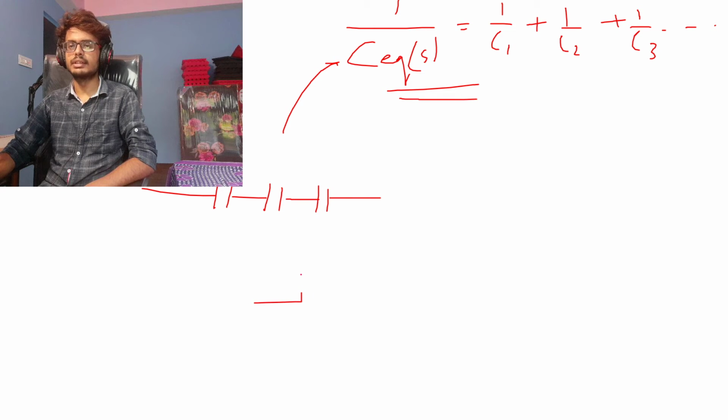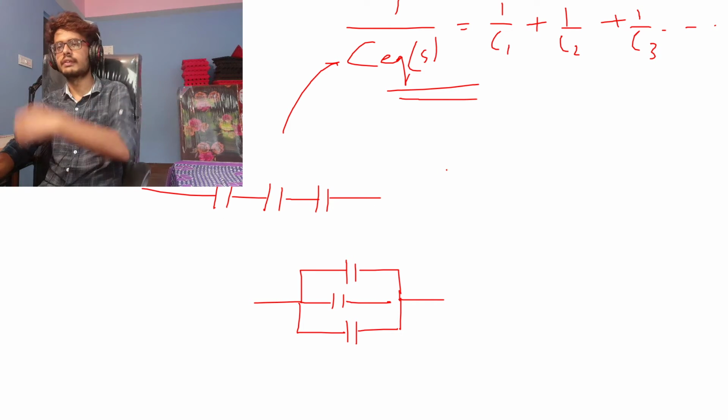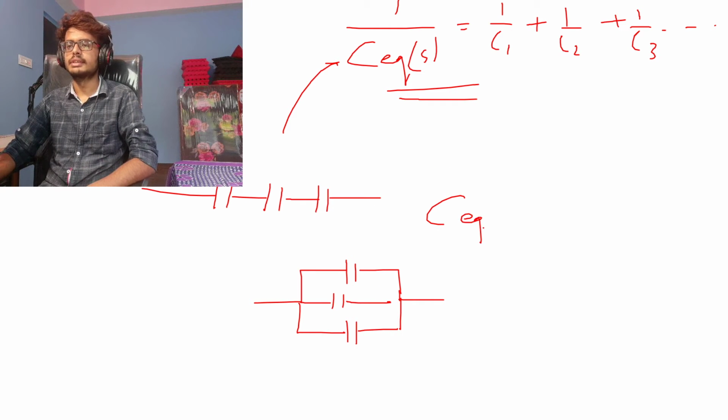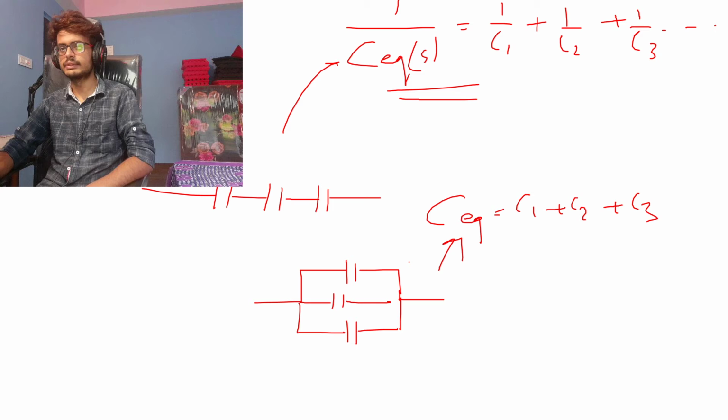When they are in parallel, they are not one after the other. They have different branches, totally different branches. They don't have a single branch, and they are not connected one after the other. So the equivalent capacitance will be given as C1 plus C2 plus C3. This also was already done. I had derived the formula as well, right?